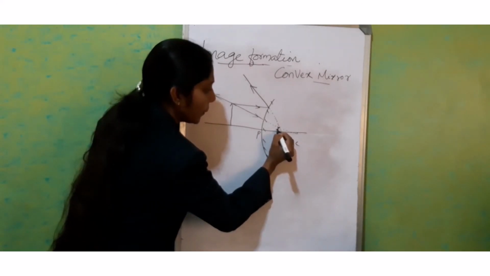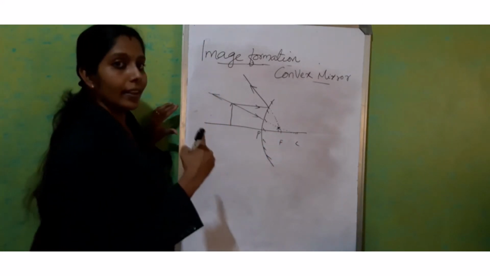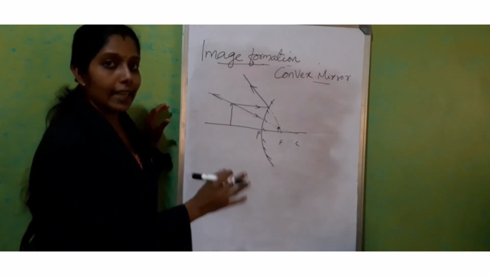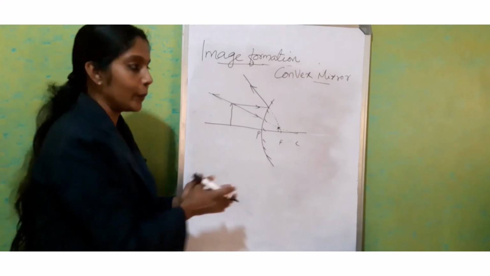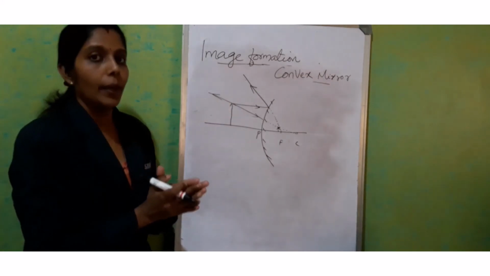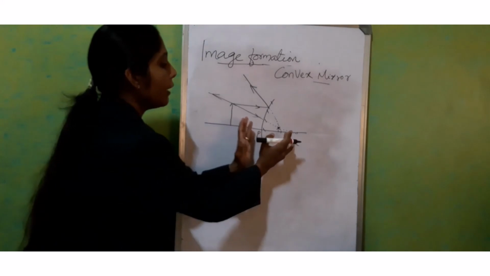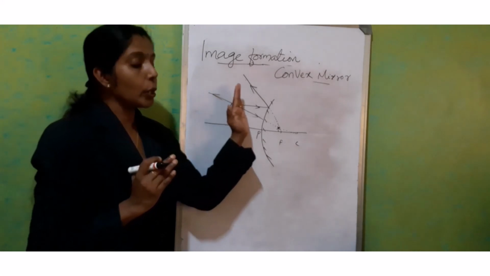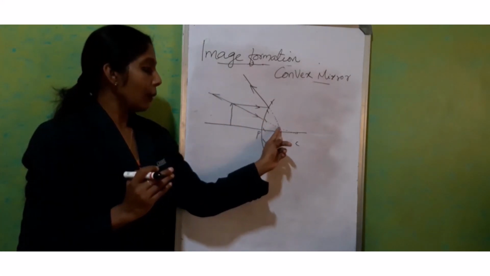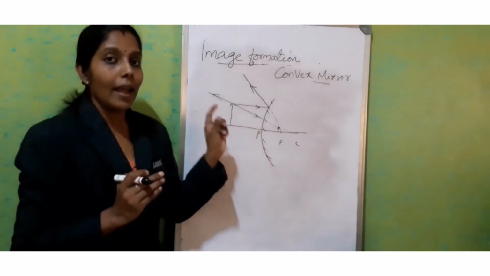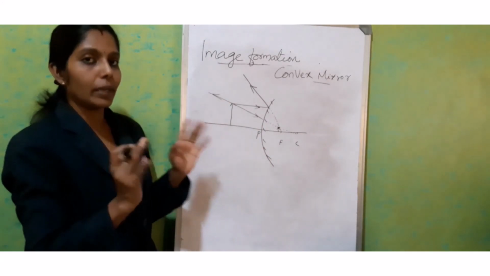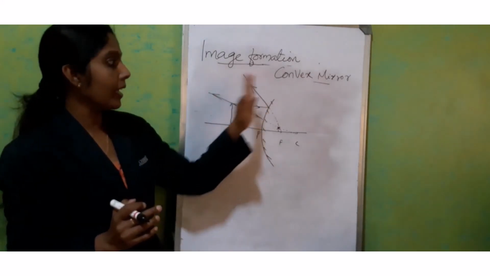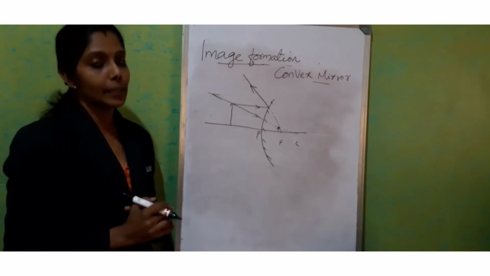If we draw the figure, it's virtual in nature. We got the image between the focus and the pole. So in all the cases, irrespective of the position of the object, in the case of convex mirror, the position of the image will be between focus and pole. If the object is coming towards the mirror, the image is also moving towards the pole and slightly increases its size. But always the position will be between pole and the focus. This is the case we have to study for convex mirrors.